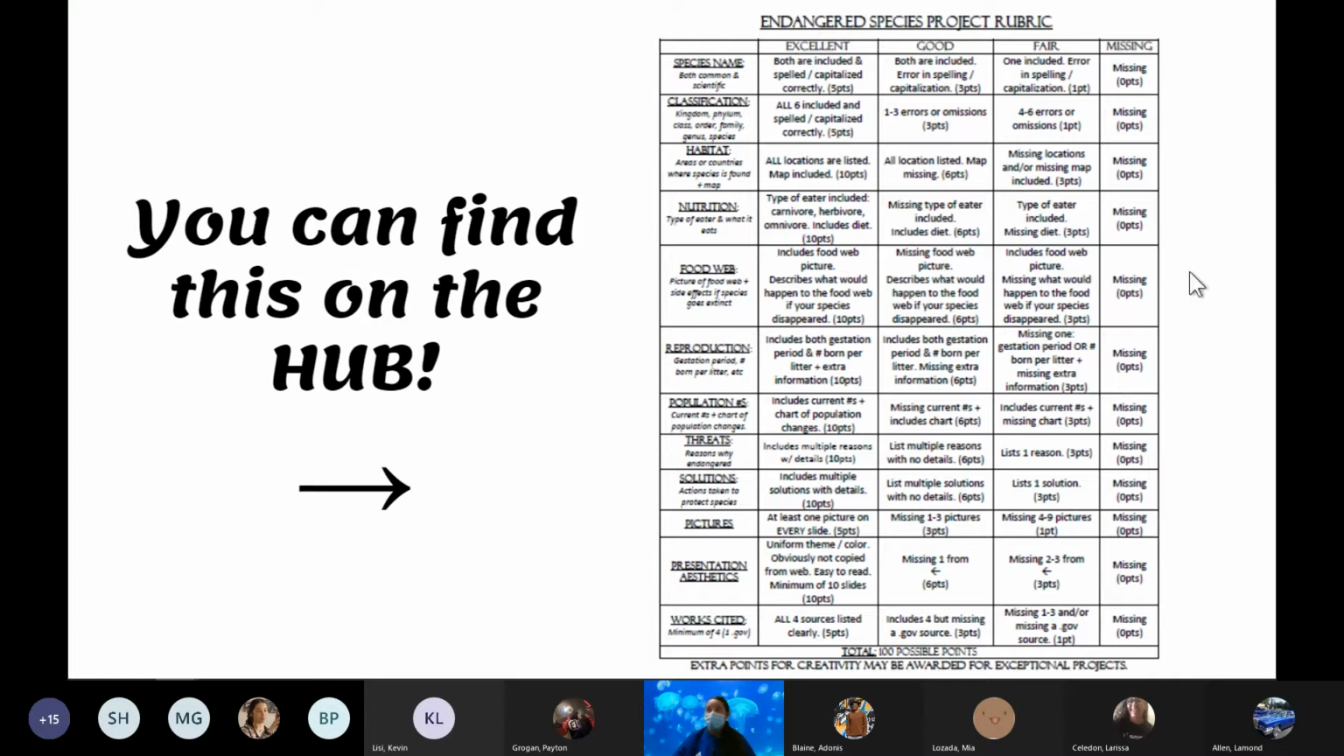And you can find this on the hub. On the bottom, it says, extra points for creativity will be rewarded to exceptional projects. So the one example project I have would be an example of one that would earn extra points because it gives extra stuff.